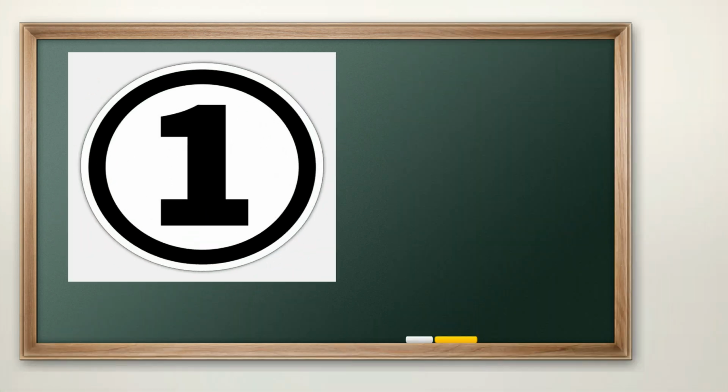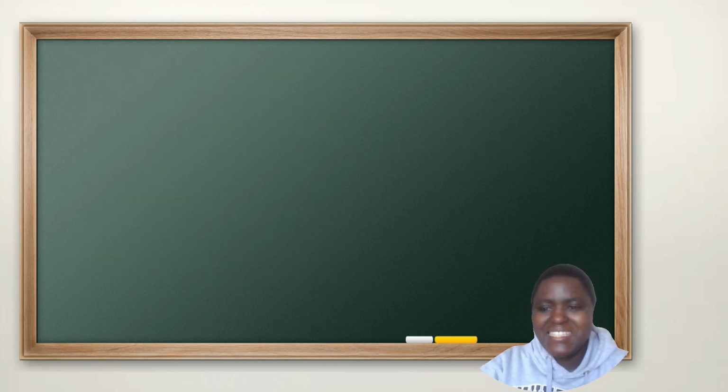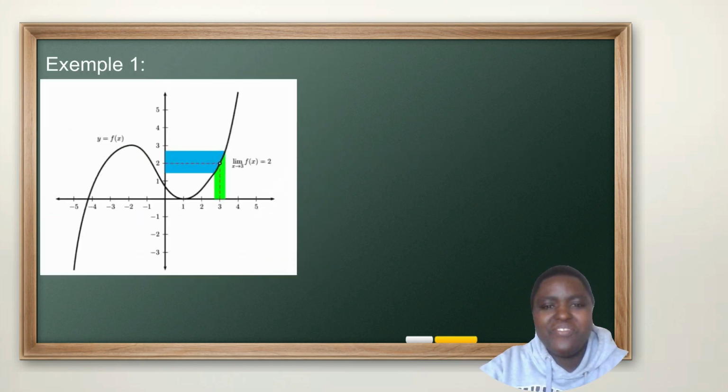Must know number one, inspect the graph. When you have a graph, you can inspect it, and from that graph, without doing anything, just by looking at it, you can find the limit of a function at a given point. Let's see some examples. Example number one, look at this graph.